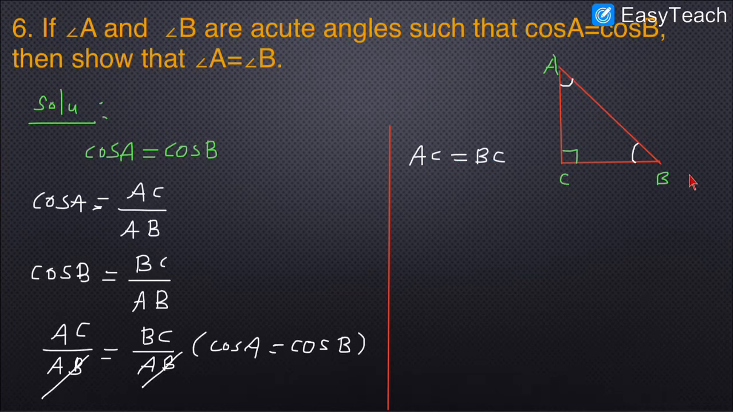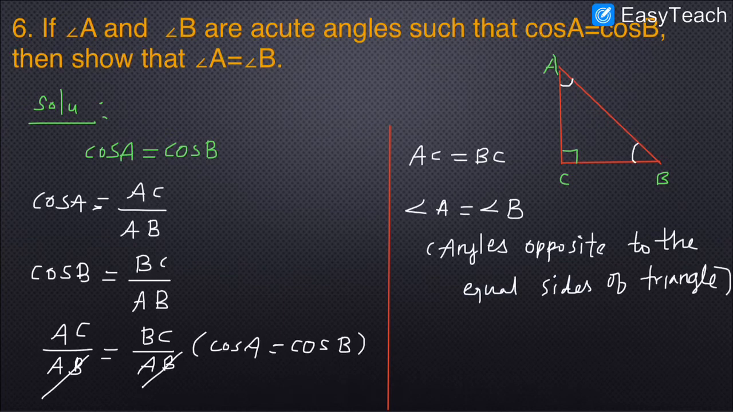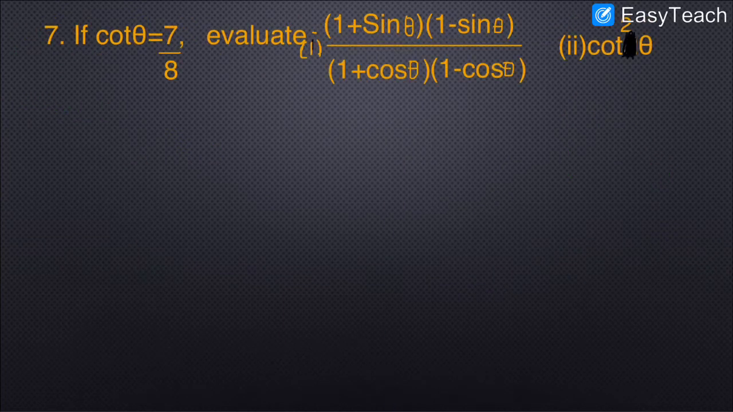So this side and this side are equal, which makes angle A equal to angle B. The reason is that the angles opposite to the equal sides of a triangle are equal. So this is one proof. Let's move on to the next question.